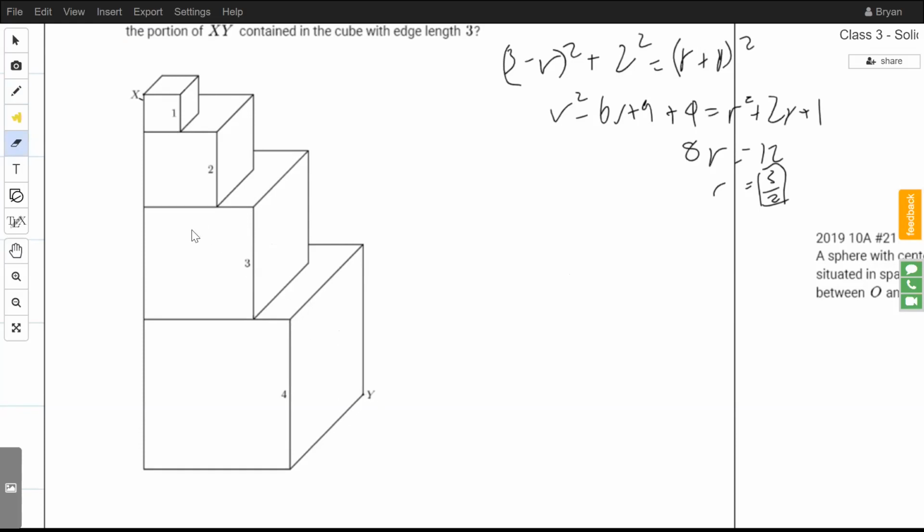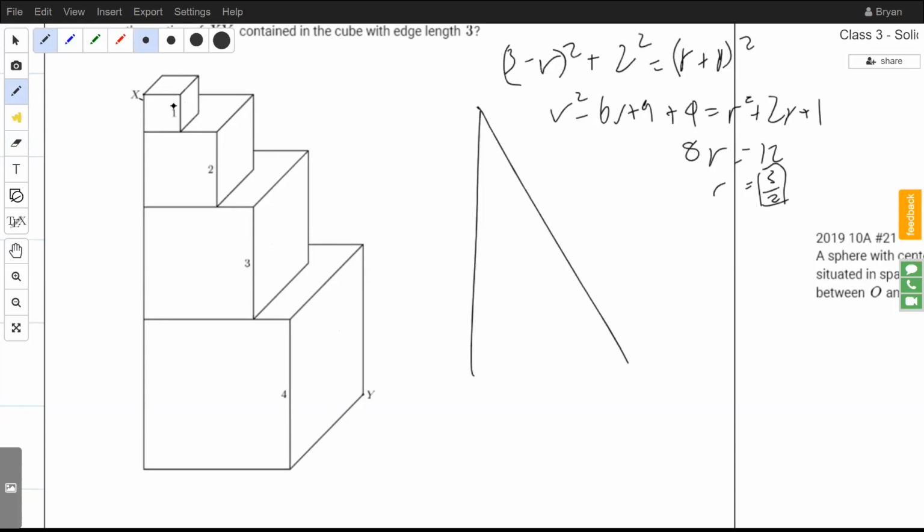So what we can do is take a cross section. First notice that since these are all cubes, if we take a cross section that goes through the diagonal of each of the cubes, we'll be left with a triangle like this. That just goes x, y, and then let this point be z, this point like z.